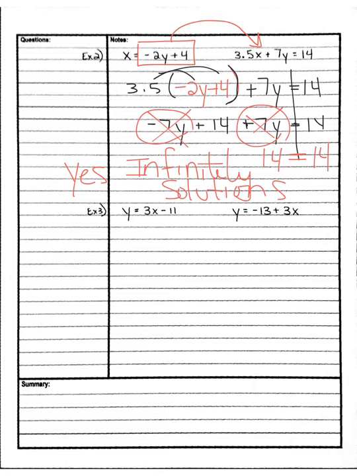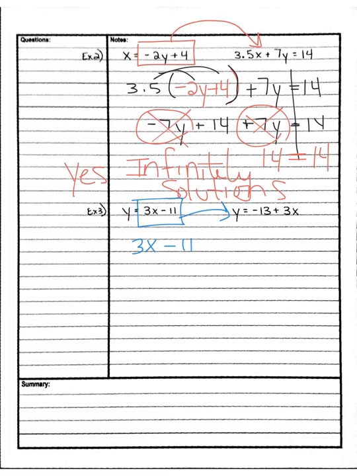So we can either have one solution where they cross at one point. We can have infinitely many solutions where they're just the exact same equation, even though they look different. They're the exact same thing. Or let's look at our very last kind of solution. I have y equals 3x minus 11. I'm going to go ahead and plug that in for y in my other equation.